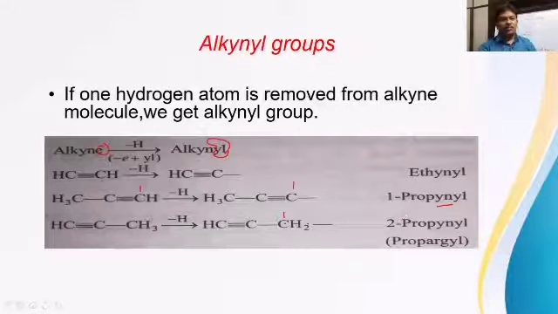So like this, from the propyne molecule, hydrogen can be removed from the triple-bonded carbon or the single-bonded carbon to give different types of alkynyl groups. That means what we have to understand is that from the same alkyne molecule, the alkynyl groups obtained may or may not be the same. This point we have to keep in mind.